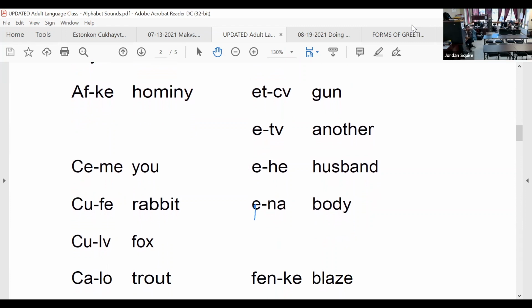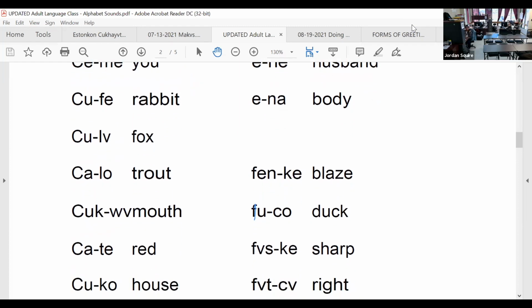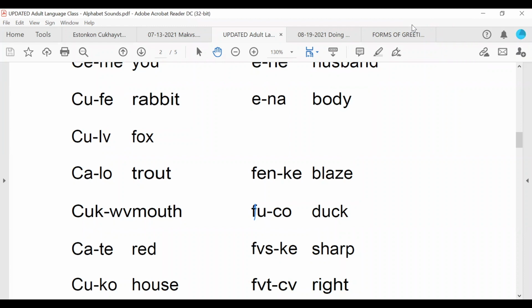Okay, here we go. This one was said. Jimmy. G-E-M-E. If you get used to using them, it just comes to you. Okay, it just comes to you. Juffy. G-U-F-E. Rabbit. Fox. G-U-L-I-A. Jola. Hear that? So anytime you see these sounds, that's exactly how they are pronounced, okay? Jola, okay? Trout, G-A-L-O, jalo. Hear that? G-A-L-O, jalo. Any questions so far?